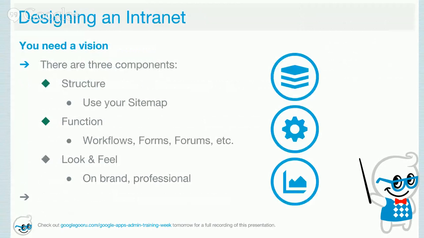So here, designing an intranet, I kind of broke it down into three things. Many times, this is how I break it down to clients about their intranet, when they're in the initial stages of planning. This is what they need to think about. There's three things: structure, function, and look and feel. That's really all it boils down to. Let's not make making an intranet more difficult than it has to be. Really, it's just these three things.